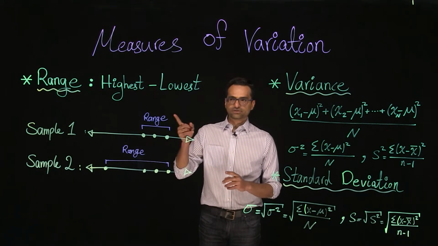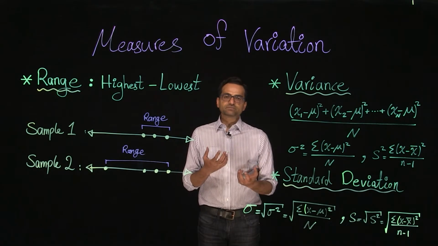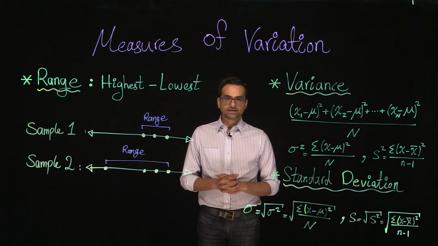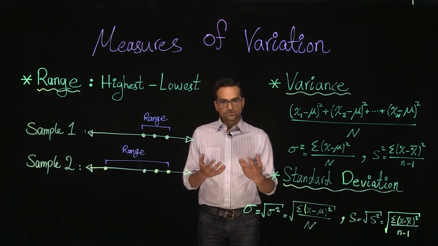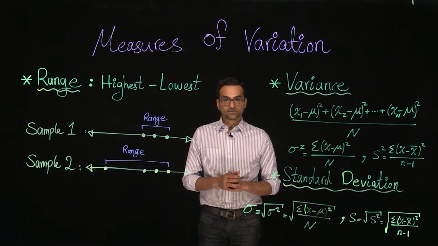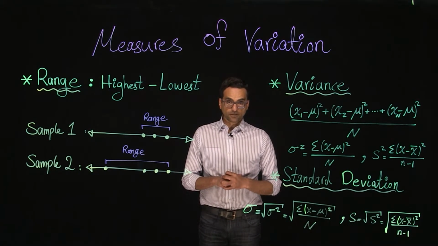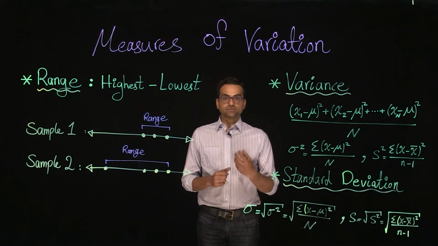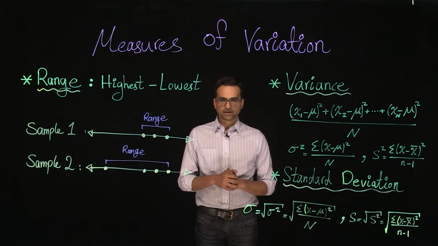The first one is range. Range is the difference between the highest and lowest data points in a data set. It's simple, intuitive, and very easy to calculate. However, it has a big flaw. It is affected by extreme values. Let's take a look at an example.